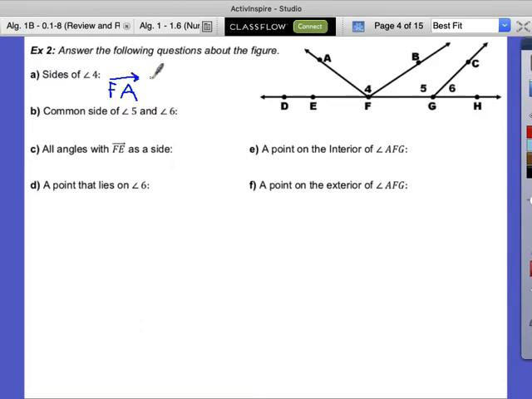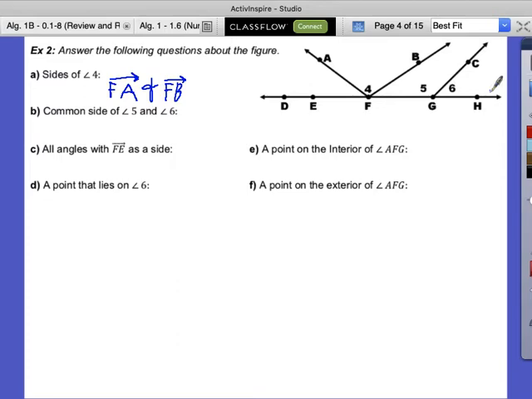Ray FA, okay? And what's my other side? Can somebody else help me out with my other side? Ray FB. Okay, Ray FB. Ray FA and Ray FB are my 2 sides of angle 4. Okay, letter B. The common side of angle 5 and angle 6. What's common mean? Same. They share it, right? So angle 5 and angle 6, they both have 2 sides each, but they share one side.